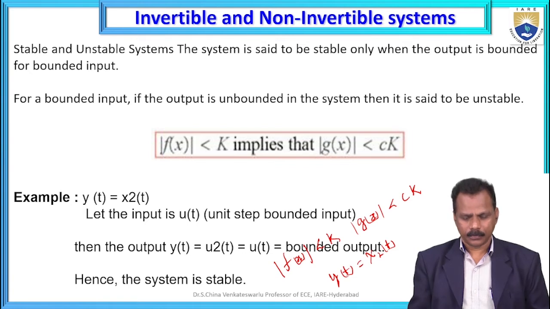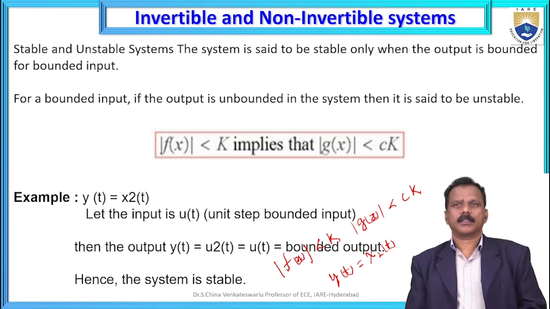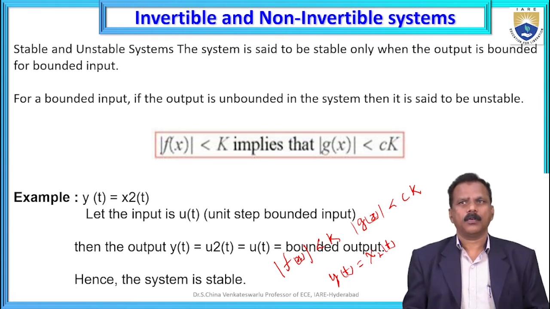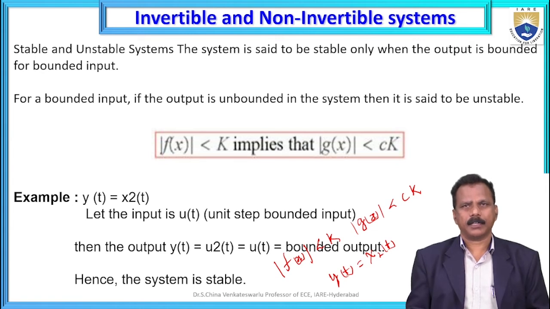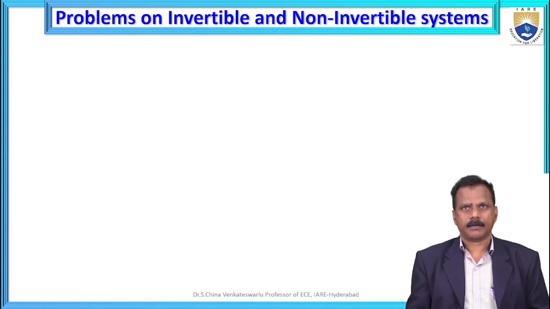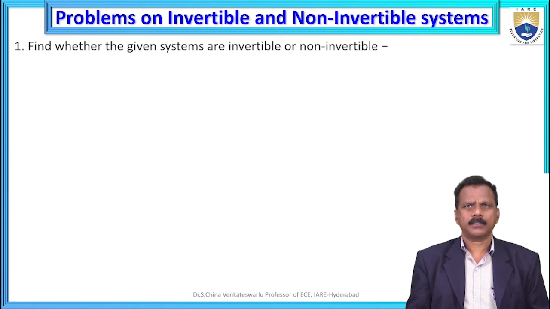Okay. So using this, the system is said to be stable only when the output is bounded for bounded input. For a bounded input, if the output is unbounded, then it is said to be unstable. So the user can verify a stable or unstable system. Now we will verify some examples of invertible or non-invertible systems. Based on this, find whether the given systems are invertible or non-invertible.